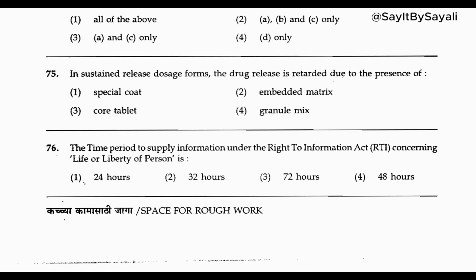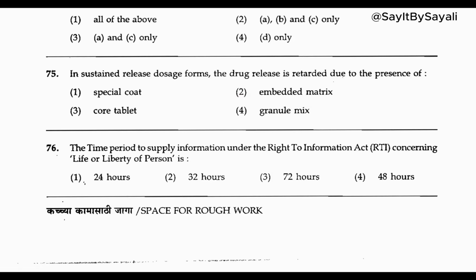Question number 75. In a sustained release dosage form, the drug release is retarded due to the presence of 1. Special coat, 2. Embedded matrix, 3. Core tablets, 4. Granule mix. And the correct answer is 2, embedded matrix. In sustained release dosage forms, the drug release is typically retarded by embedding the drug within a matrix system, which controls the rate of diffusion or dissolution of the drug.